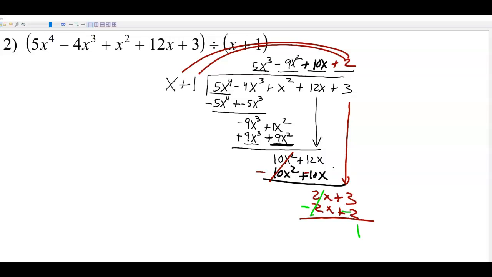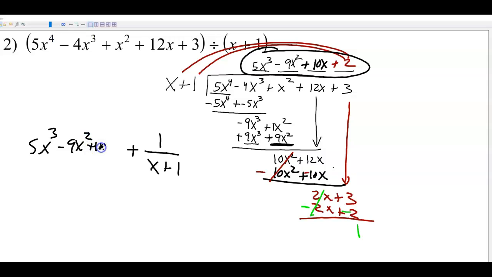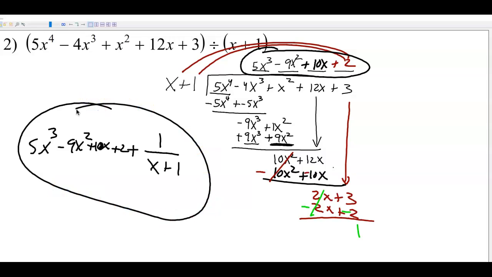Now, I'll call on somebody for this next part. This is the end of it, but we need to know how to write our answer. So, Natalie, how do I write my answer? So 1 over, which one? Very good. Now that's my remainder. That's the last part. The rest of your answer is this stuff up here. So we want to include that also in front of it. So we'll have 5x cubed minus 9x squared plus 10x plus 2. That's my final answer there.